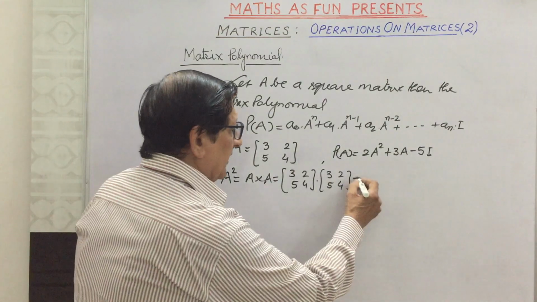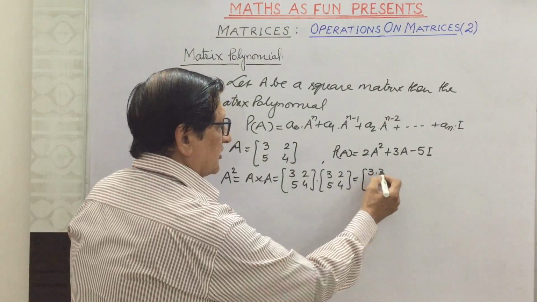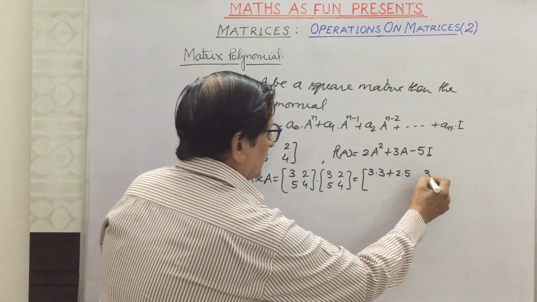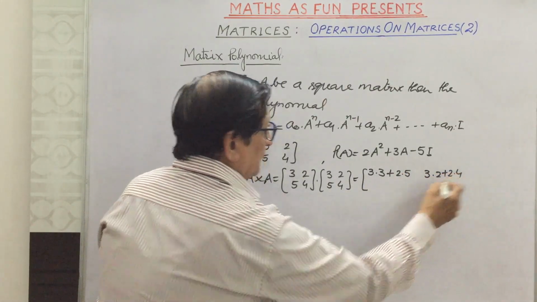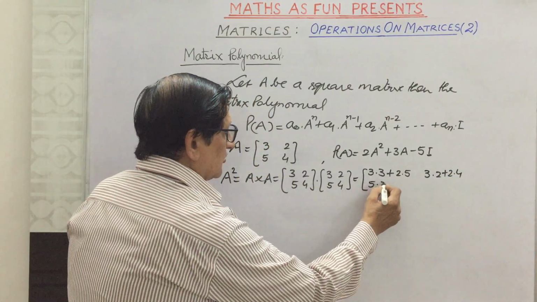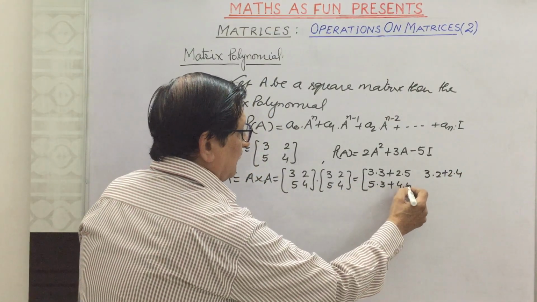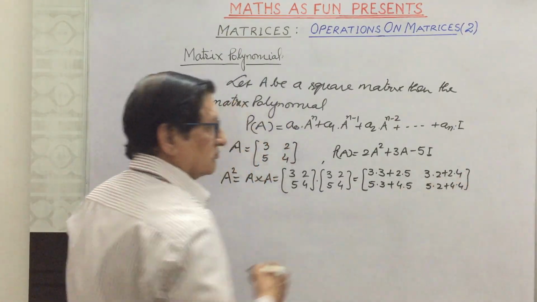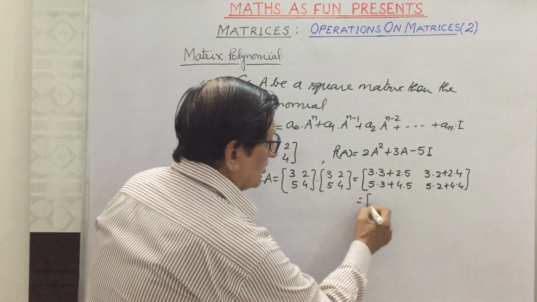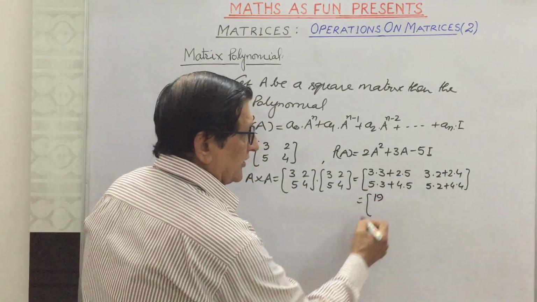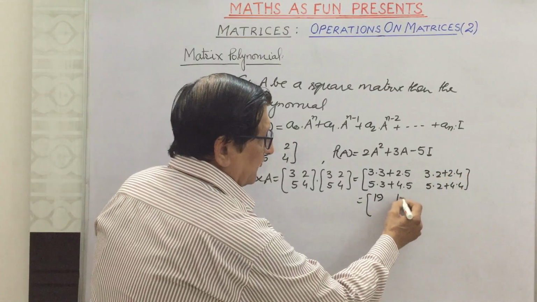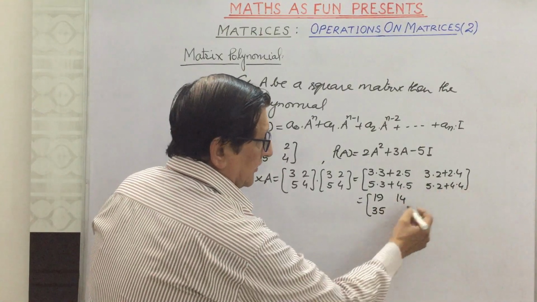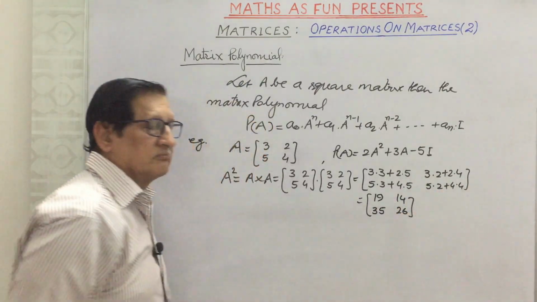We know how to multiply. This is 3 into 3 plus 2 into 5, 3 into 2 plus 2 into 4, 5 into 3 plus 4 into 5, and 5 into 2 plus 4 into 4. This is equal to 3 3 is 9 plus 10, 19; 3 2 is 6 plus 8, 14; 15 plus 20, 35; and 10 plus 16, 26.